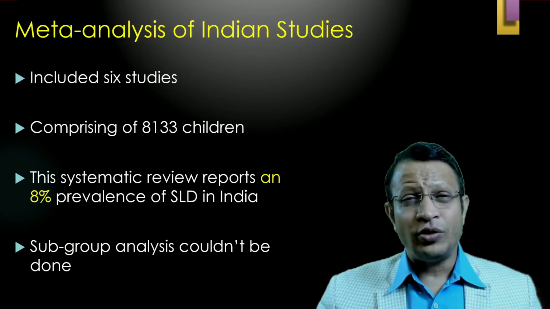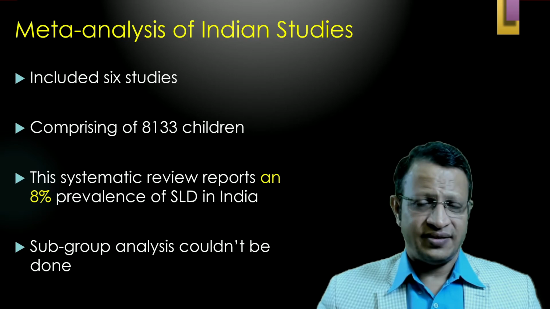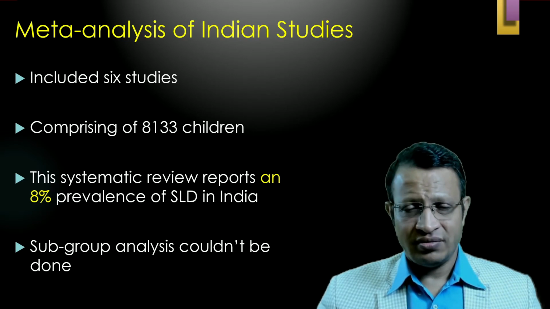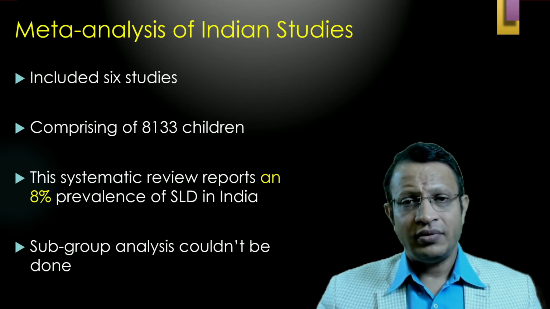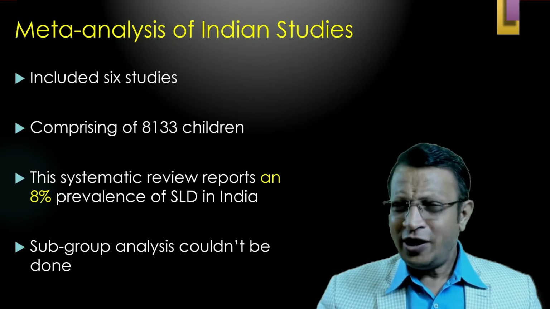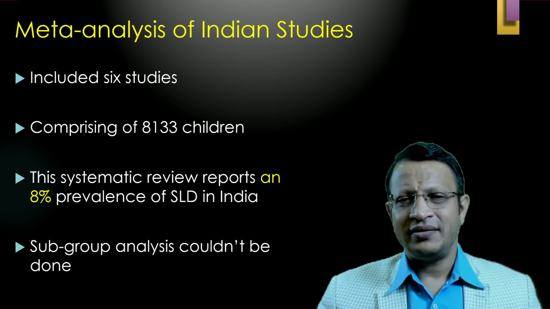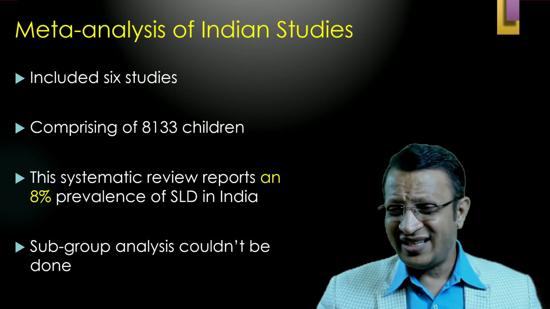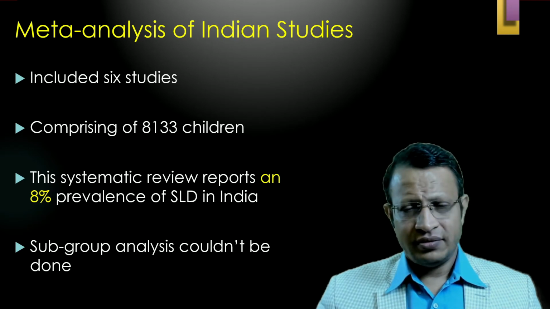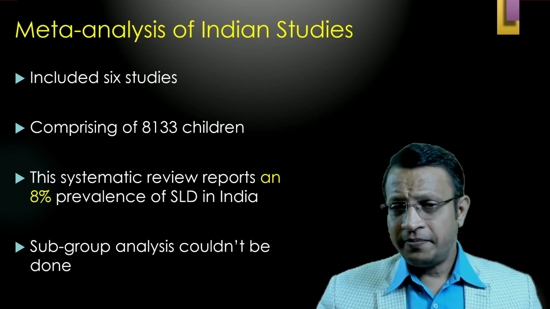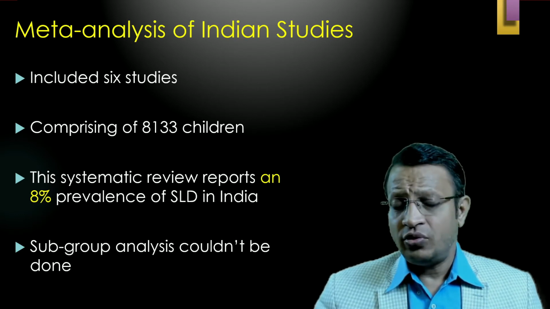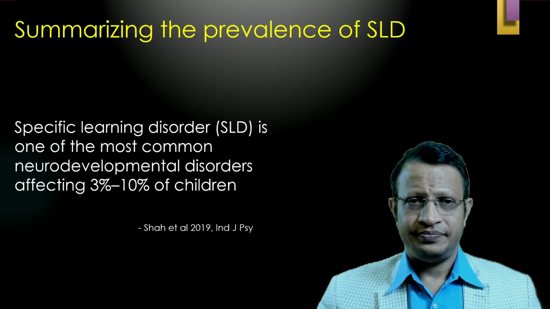This meta-analysis included 6 important Indian studies, which covered 8,133 children. This systematic review reported an 8% prevalence of SLD in India. 8% is a conservative estimate. If you do a very strict systematic study, it will be somewhere around 10 to 15%. However, because of the small sample size, subgroup analysis could not be done in this meta-analysis.